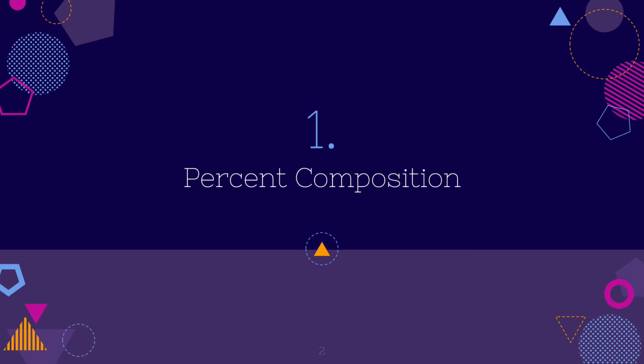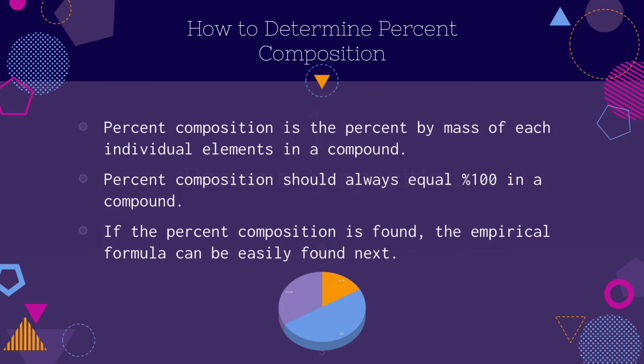Step 1. Percent composition. Percent composition is the percent by mass of each individual element in a compound. It should always equal 100%, and if the percent composition is found, the empirical formula can be found next very easily.